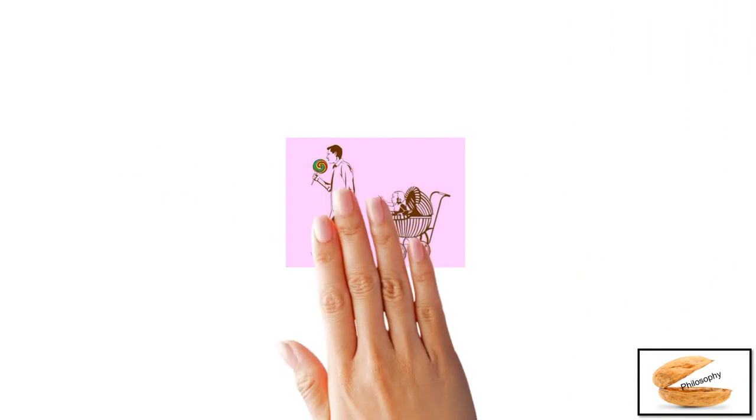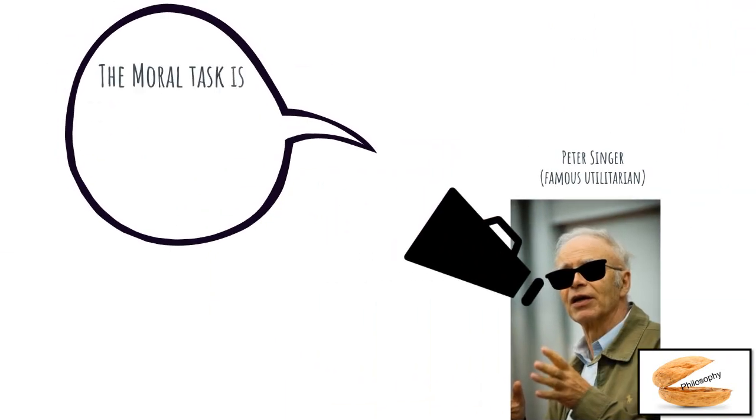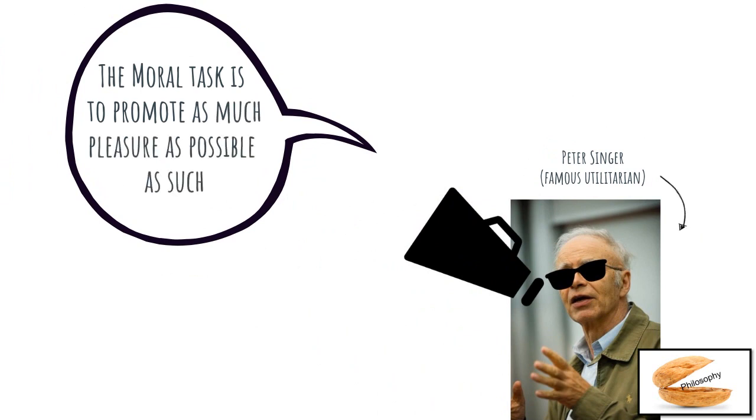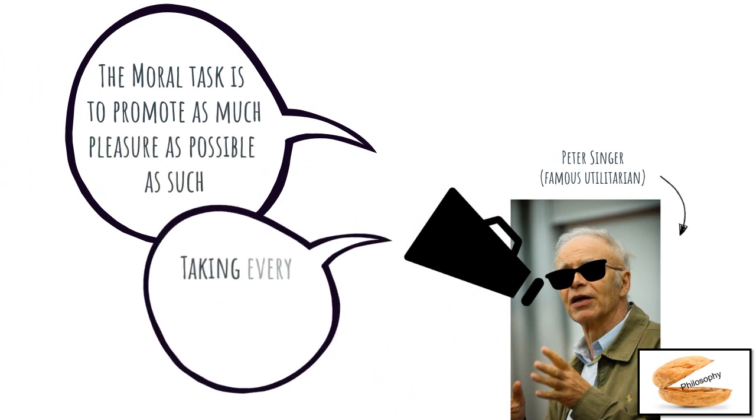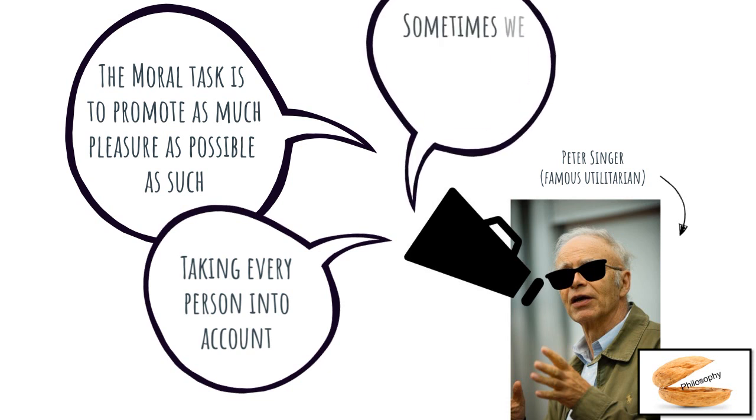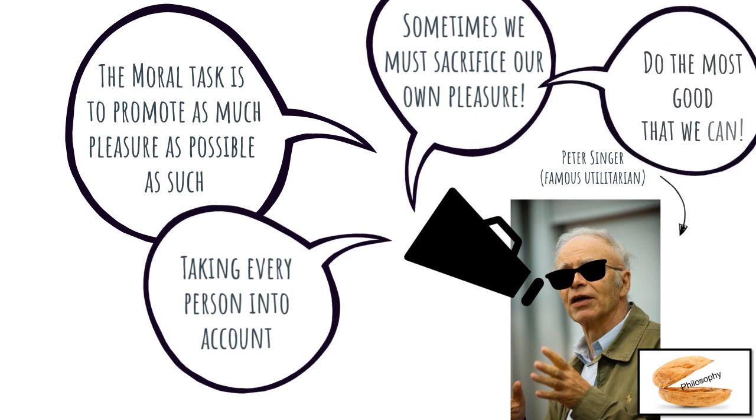The utilitarian does not defend the idea that a person should always aim to promote her own pleasure. The moral task is to promote as much pleasure as possible as such, taking in principle every person's pleasure into account. Sometimes we must sacrifice our own pleasure or that of our close relatives to do the most good that we can for the most people.